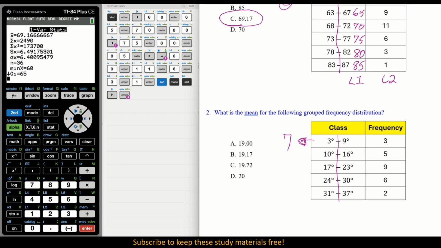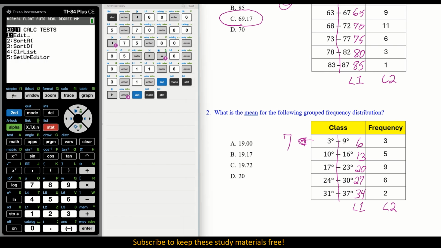So in the center of that first one will be 6. Then we count up by 7 each time. So then we have 13, then 20, then 27, and then 34. We need to populate this new column in L1, and then our frequency will go in L2. Do the exact same thing.